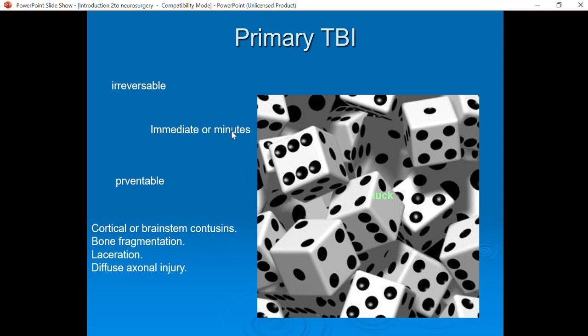What is the primary head injury? It's the injury which happens immediately after the trauma, and we have no role in preventing it. Like brain contusions, skull fractures, diffuse axonal injury. I put this slide to show that it depends on the luck of the patient, and we have no role in preventing them once it happened. It depends on whether he fell down from the fourth floor or from 1 meter, whether he had the car accident at high speed or low speed, etc.